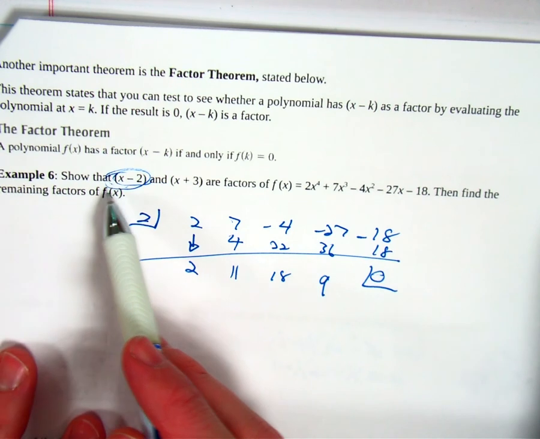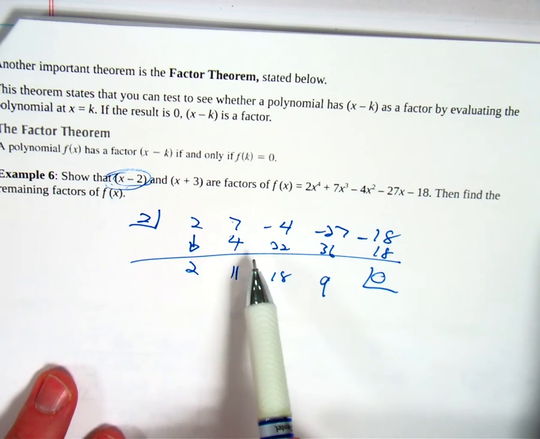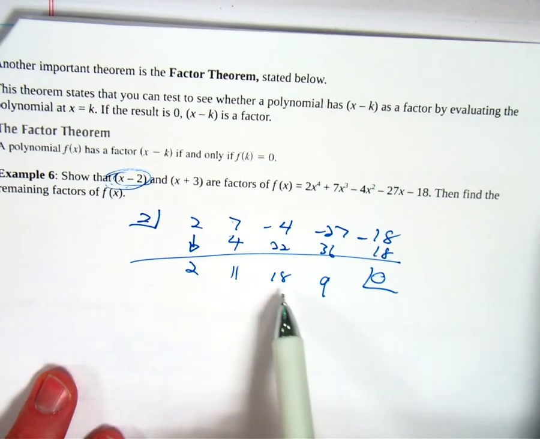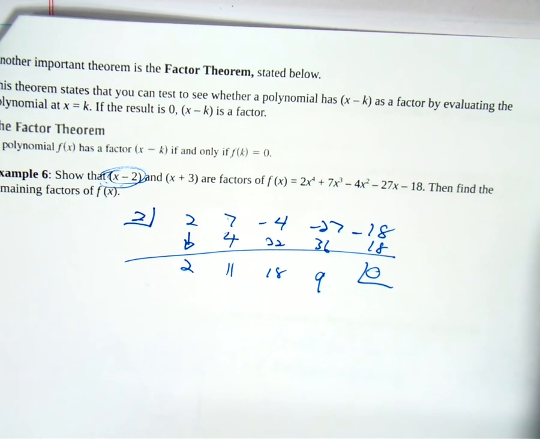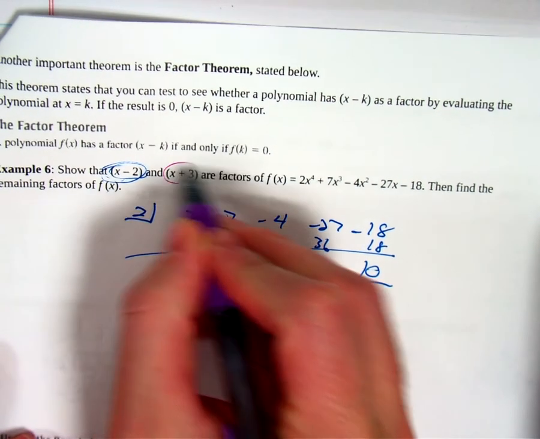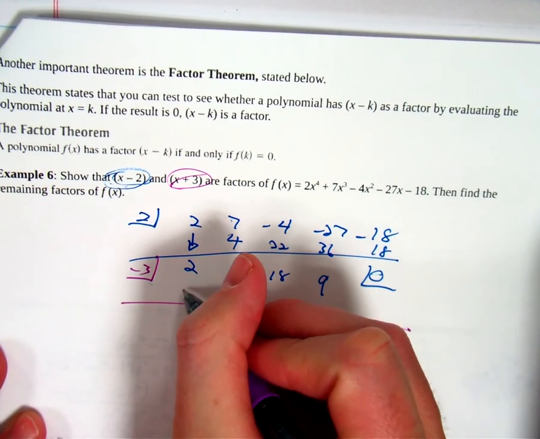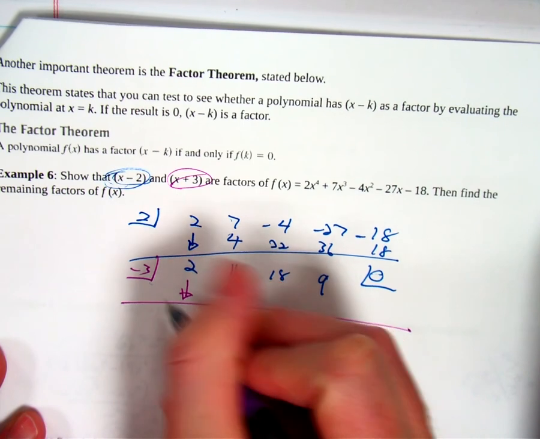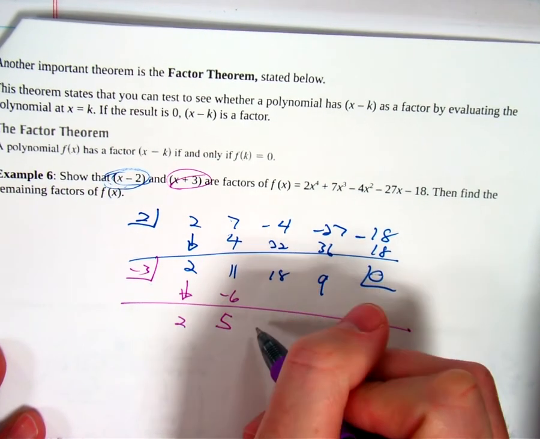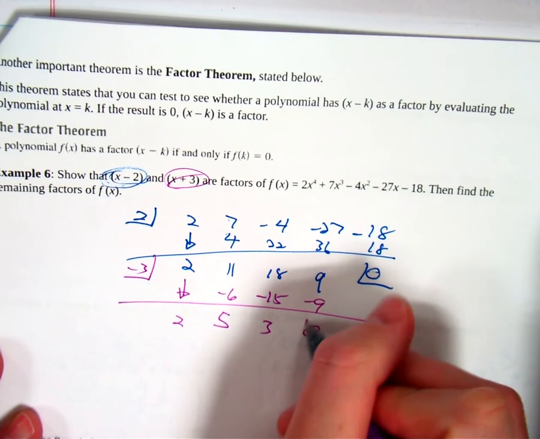Show that these are factors, so these should work out. Now, don't start all over from scratch. You've already divided that out, and now we're down to this. So now we're going to do that one. Negative 3. Okay, continue on from here. 2 goes down. Negative 6. 5, negative 15, 3, negative 9, 0.